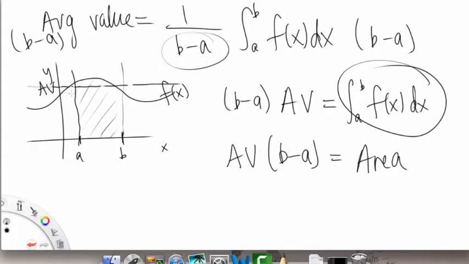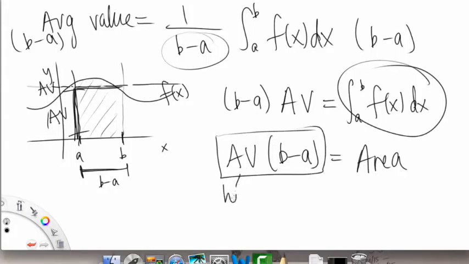So what that means is that our average value is like our height, and then our base is b minus a. That's the full length of our interval. So then we actually have some kind of rectangle going on here, right? This is our height, and this is our base of our rectangle, and this is the area that we found, the area under the curve. So that's another way to express it using the average value or the mean value.